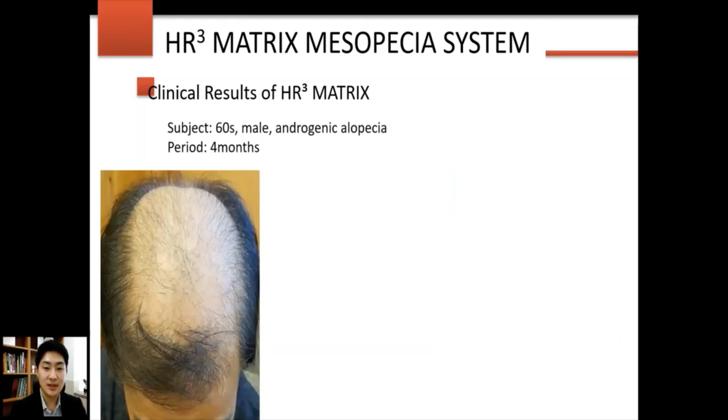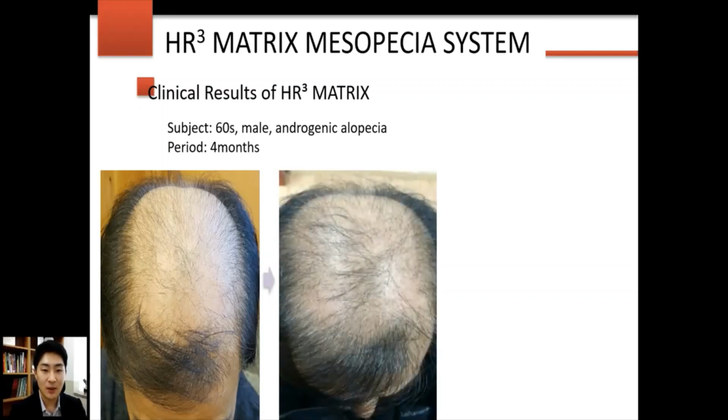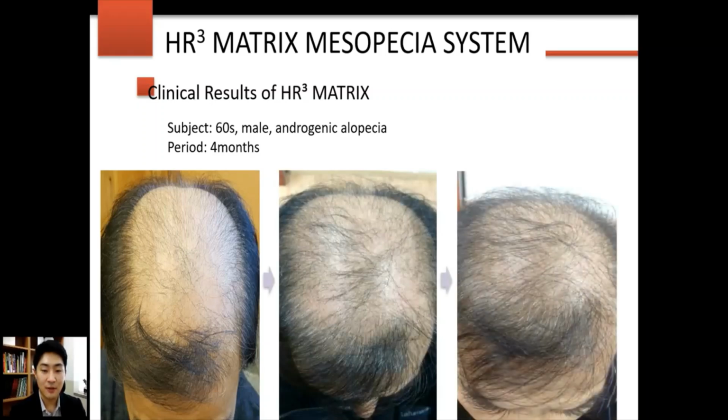This subject is in his 60s and he has used the products for 4 months. He had way less hair than the previous subject, which means that he had much lower regenerative potential. You see, he had a wide range of emptied area on the scalp first, but after 4 months of use, you can see the hair grew on the center of the head.